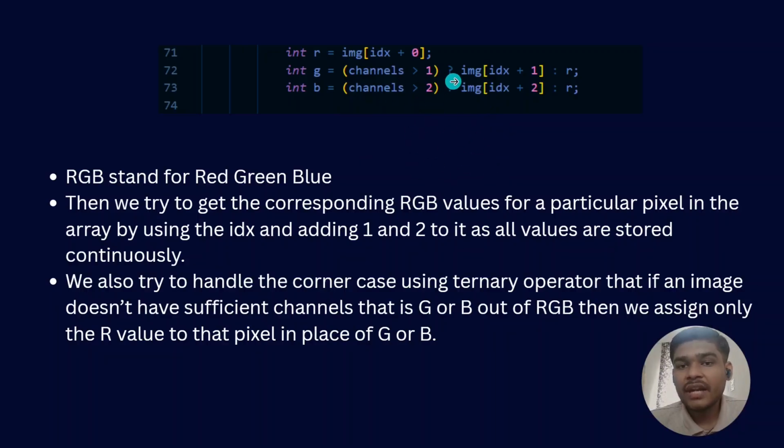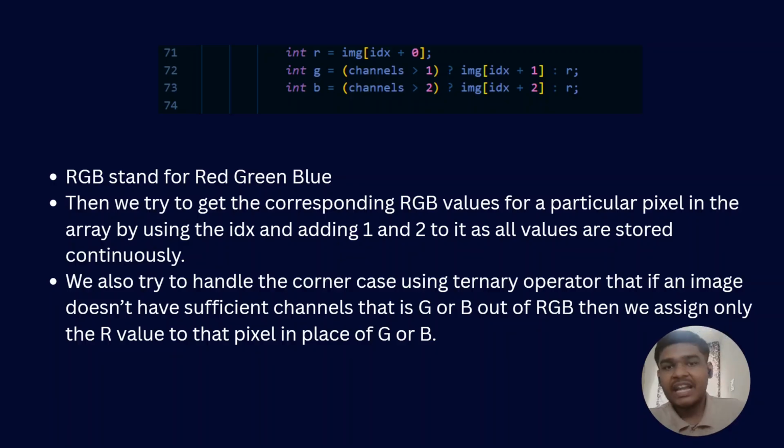So here we are using the ternary operator to define this condition, like int green. Green is actually defined using a ternary operator. If the number of channels is greater than one, then obviously the green color will exist. And if this condition becomes true, then this part will execute, and if not, then this part will execute. So if the number of channels is greater than 1, then green will get the value of IDX plus 1, because green color is stored immediately after red color.